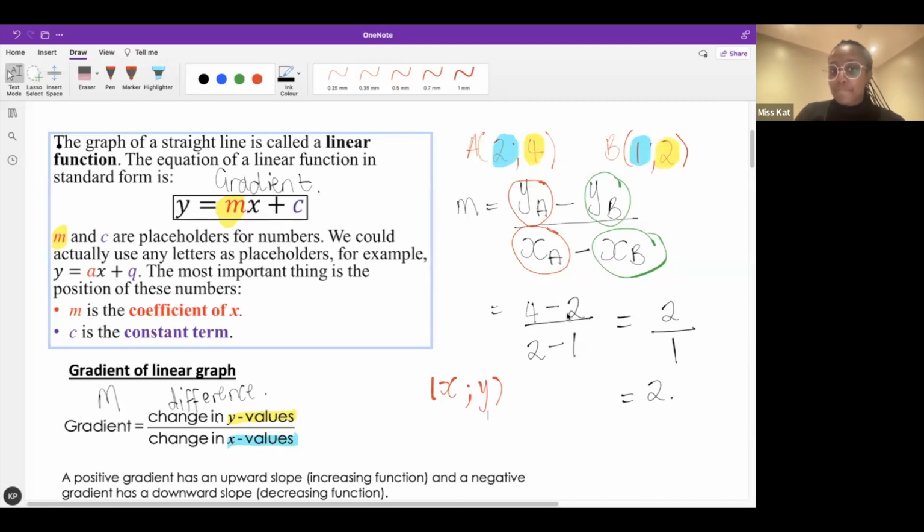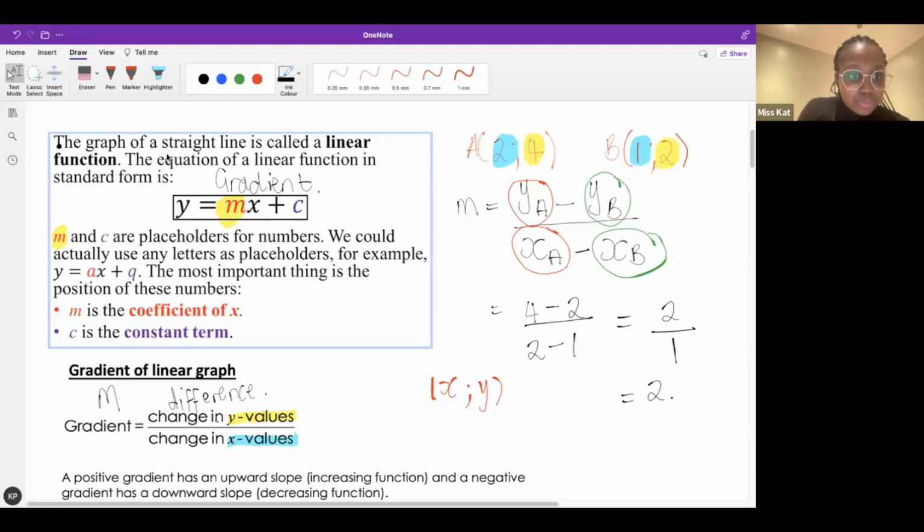Yes, ma'am. Then we divide it by the x coordinate for A. We go back to point A. The x coordinate is 2 minus the x coordinate of B. The x coordinate of B is 1. Yes, ma'am. You see now? Yes. Thank you, ma'am. You're welcome.